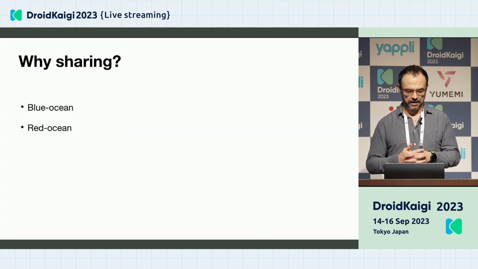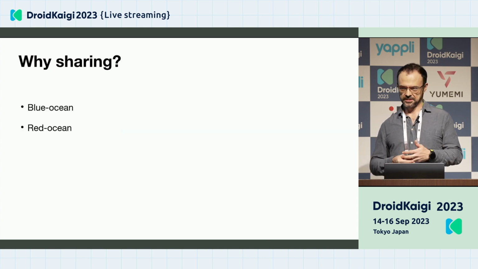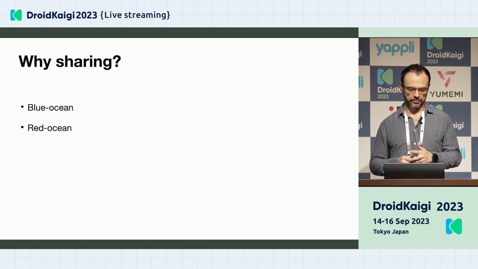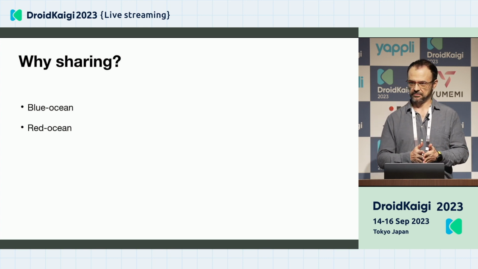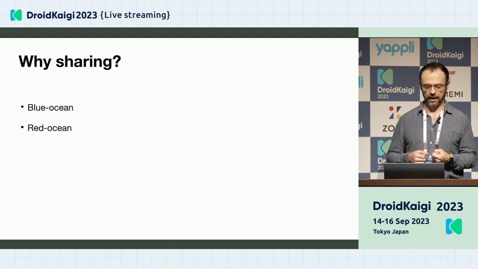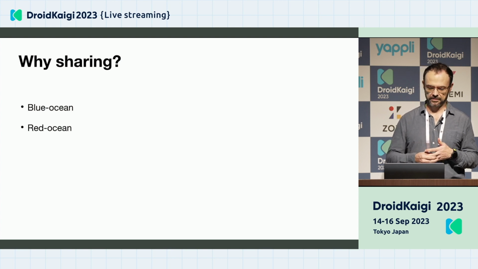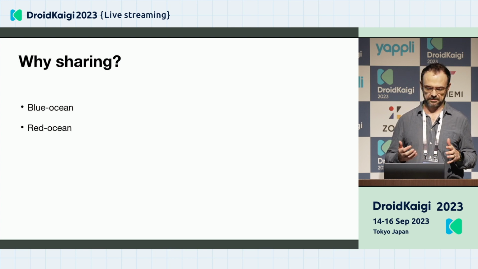Anyway, why share those things? Why share in general when we are working on open source code? One of the things I like besides coding is investing and finance. And in the finance world, there are two types of companies, the blue ocean companies and the red ocean companies.